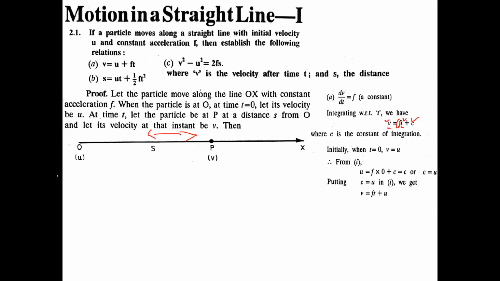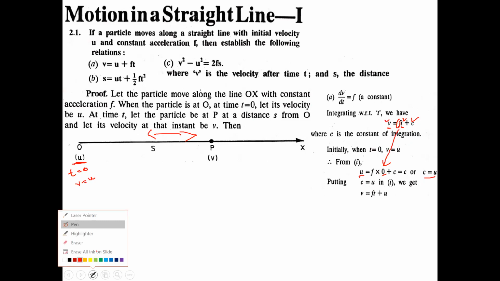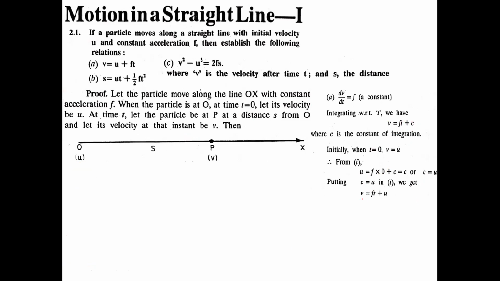So at which point do we know both things? At this point, because at this initial point t is 0 and our velocity is u. So initially, when t is 0, v is equal to u. So put u for v and 0 for t in this. So you will get the value of c equal to u, and then substitute the value of c, then you will get your first formula. Putting c equal to u in 1, we get v is equal to ft plus u. So this is the derivation for the first formula defined in the article.